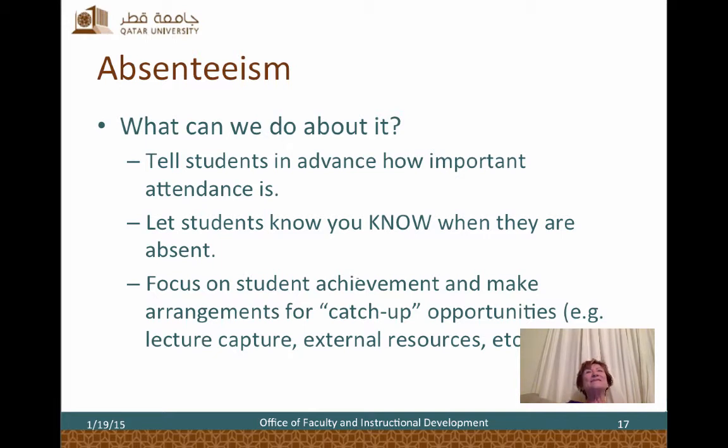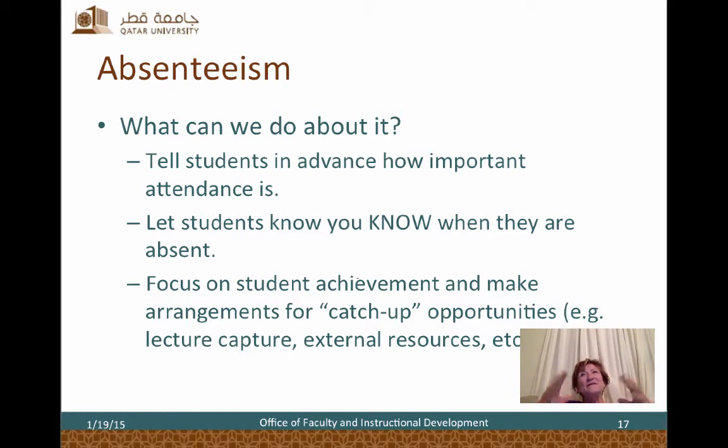The other thing that is particularly important for at-risk students is that, as instructors, we almost feel like we ought to punish them for being absent. That's a sure way just to help them fail. We need to focus on student achievement and do everything we can to help them catch up.